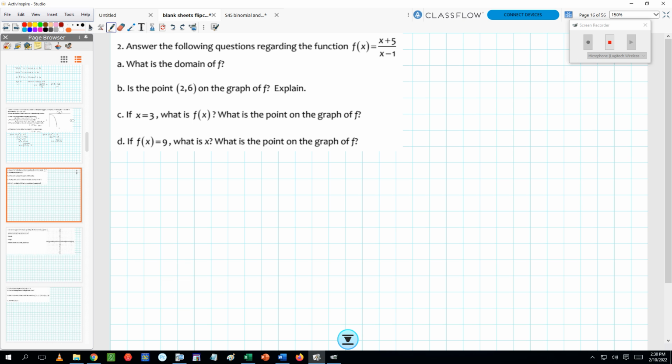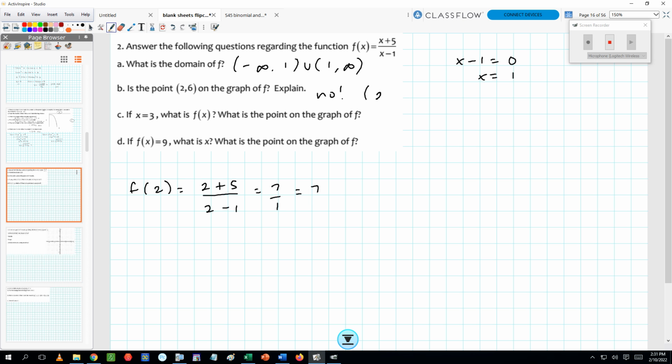Answer the following questions regarding the function x plus 5 over x minus 1. What is the domain? Well, because I have a fraction with an x on the bottom, I am worried about that being 0. So I am worried about 1. Your domain, negative infinity to 1, union 1 to infinity. Is the point 2, 6 on the graph? Well, I don't know. If I plug in a 2, do I get a 6? 2 plus 5 over 2 minus 1, that gives me 7 over 1, which is 7. Answer is no. 2 comma 7 is on the graph.